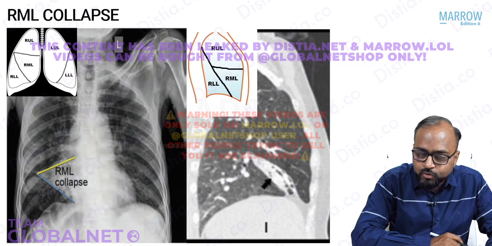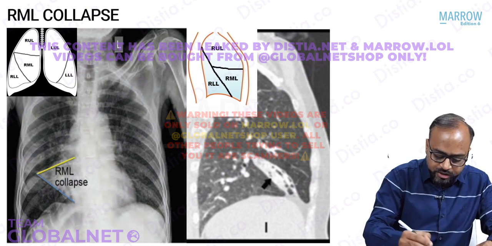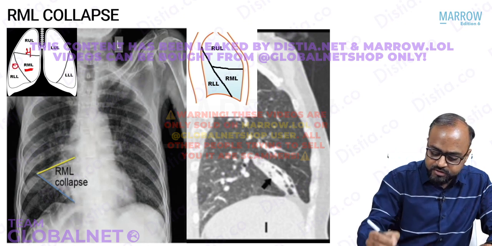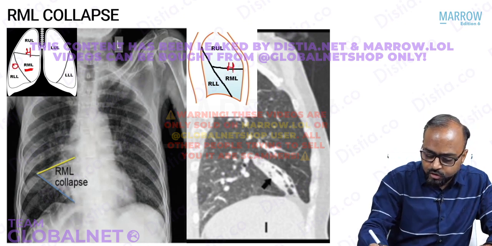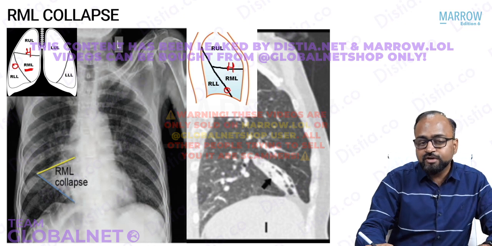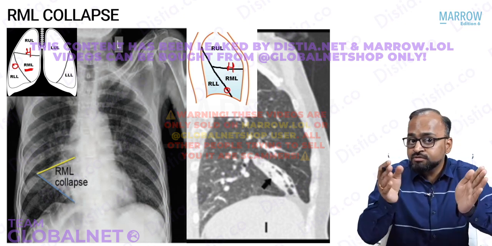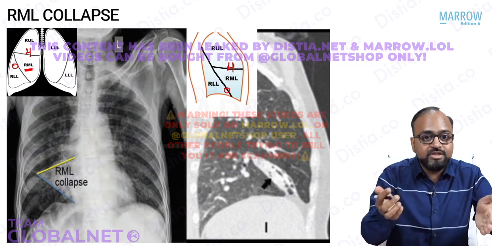Now, how does a middle lobe collapse? The middle lobe is located in between the horizontal fissure and the oblique fissure, isn't it? See, in between the horizontal fissure and oblique fissure. So whenever there is middle lobe collapse, the lung will retract. So what will happen? The fissures will move. Where? They will move towards each other.